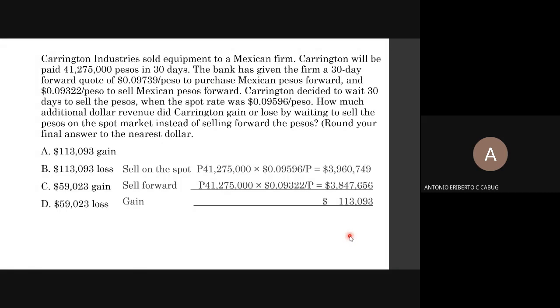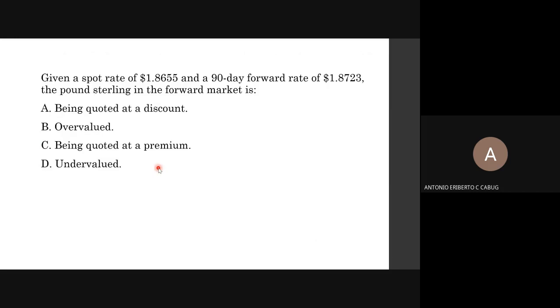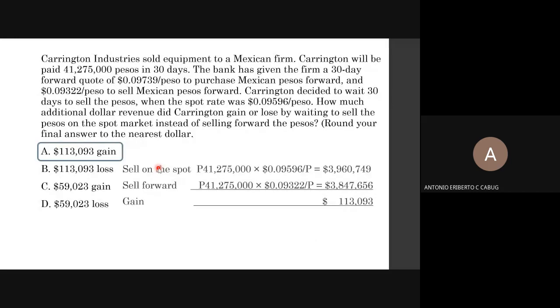But then again, this is not about gaining more. This is about minimizing your loss, no? Ensuring that you will not lose too much. Because of what he did, kumita pa siya ng 113,093 gain. The correct answer is letter A. Very good, everyone. Mukhang lahat naman ay nakakuha ng tamang sagot. Letter A. Okay?